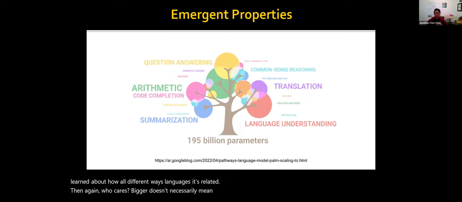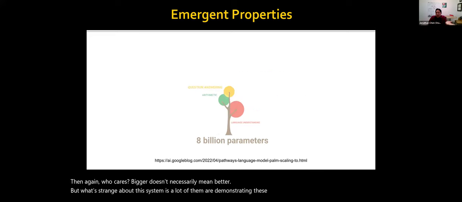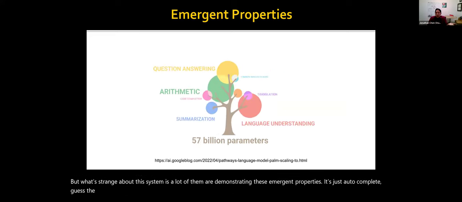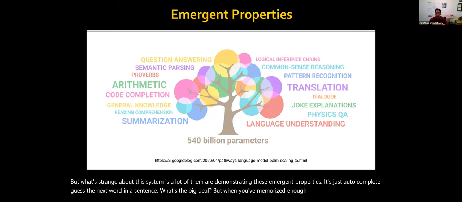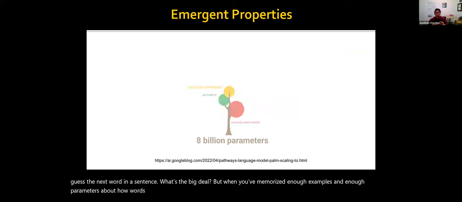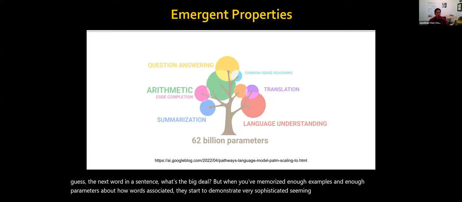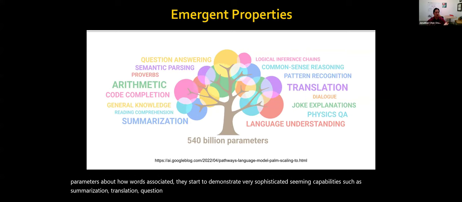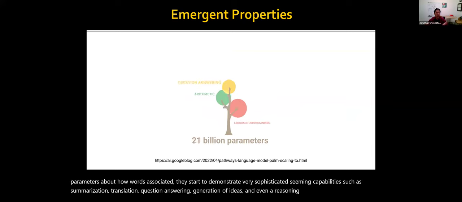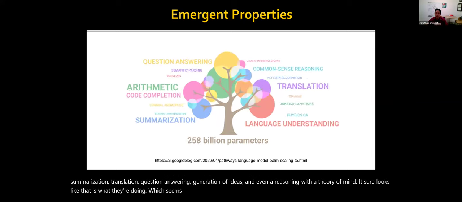But what's strange about these systems is a lot of them are demonstrating these emergent properties. It's just autocomplete. Guess the next word in a sentence. What's the big deal? But when you've memorized enough examples and enough parameters about how words are associated, they start to demonstrate very sophisticated seeming capabilities, such as summarization, translation, question answering, generation of ideas, and even reasoning with a theory of mind.